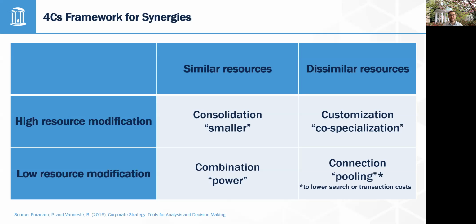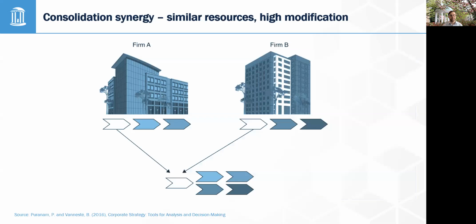The second question in categorizing a synergy is thinking about the degree of resource modification required to create that synergy. So with high resource modification, you'll remember that this can increase transaction costs relative to ownership costs. But the way that these synergies function also differs based on this dimension. Going into a little bit more detail here, the consolidation synergy is working with similar resources and high modification. So this is all about smaller. The key word to remember for this synergy is smaller.